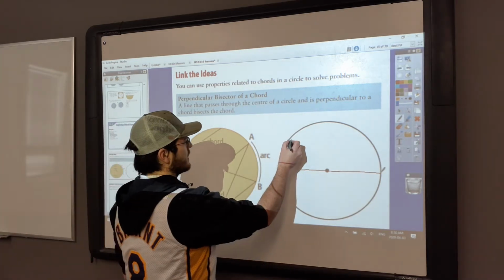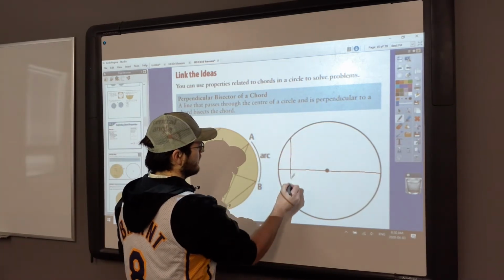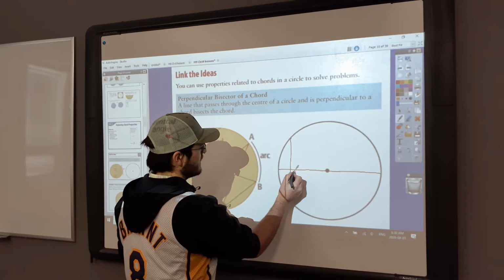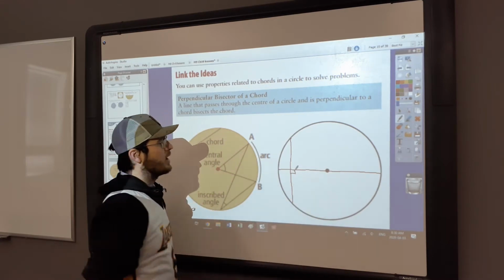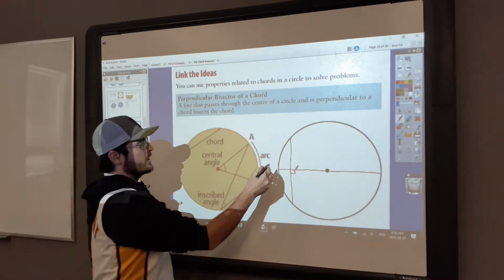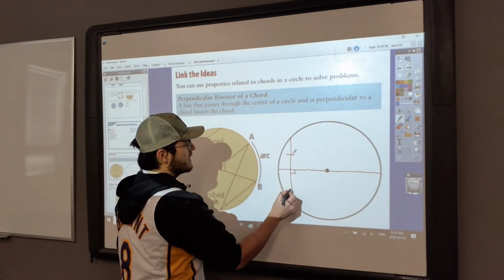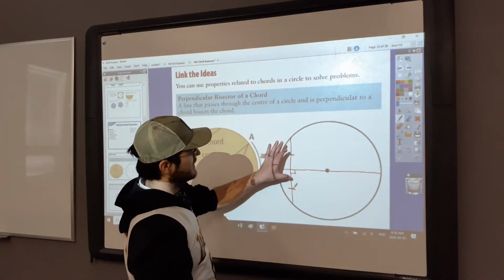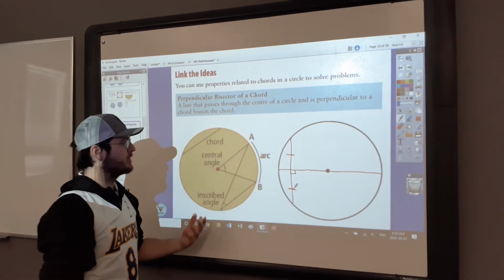If I take a chord that is perpendicular, or in other words, at 90 degrees to this line that's cutting through the middle of the circle, it means that it will bisect the chord. So in other words, this is going to be cut in half. This side will be equal to this side.